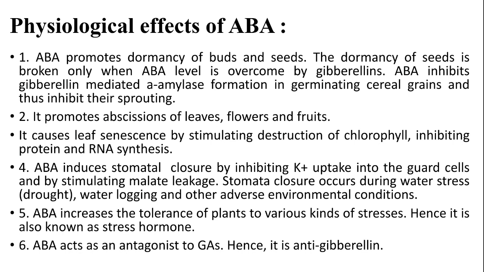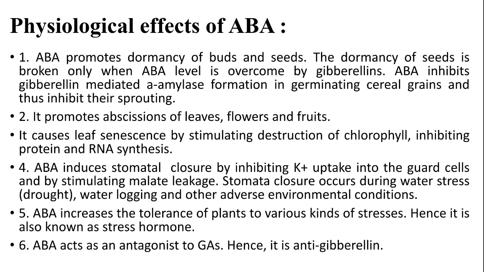It promotes abscission, that means premature leaf and fruit fall. It causes leaf senescence by stimulating destruction of chlorophyll and inhibiting protein and RNA synthesis. It induces stomatal closure by inhibiting K+ ion uptake into guard cells and by stimulating malate leakage. Stomatal closure occurs during water stress or drought conditions, waterlogging and other adverse environmental conditions.